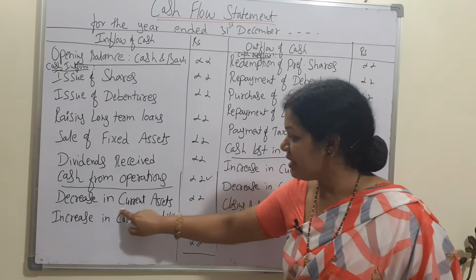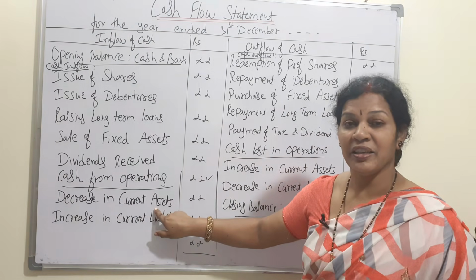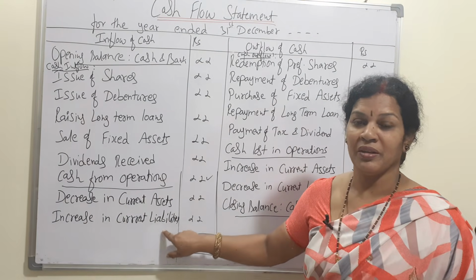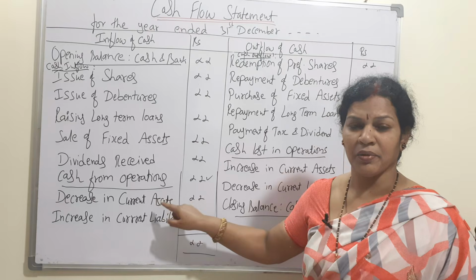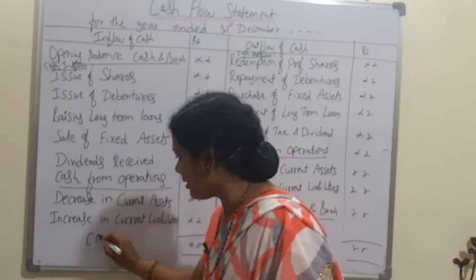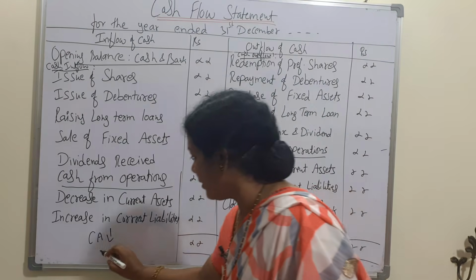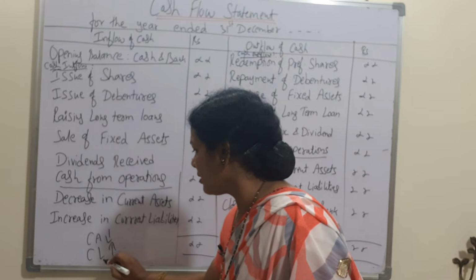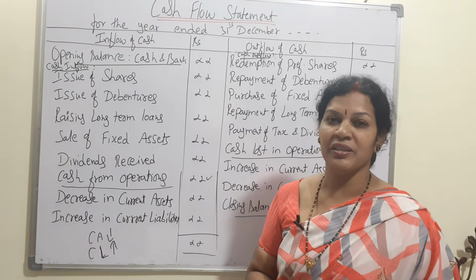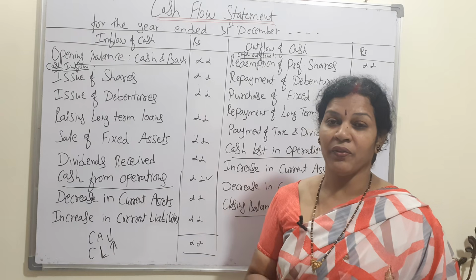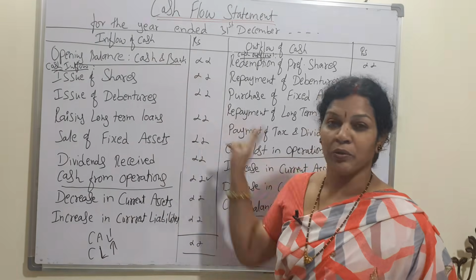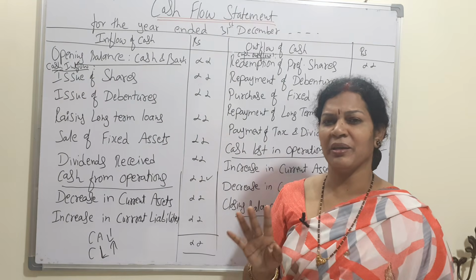How? Decrease in current assets, it's inflow. Increase in current liabilities, outflow. Current asset is decreasing, inflow. Current liability is increasing, outflow. In short, you can remember like current asset decreasing, it's inflow. Current liability is increasing, it is outflow. Short form. If you can remember this, it's very easy. This is the main difference of fund flow statement and cash flow statement. This is one difference. Second difference is opening and closing balance of cash. That's all. The rest of the format is same as it is only.